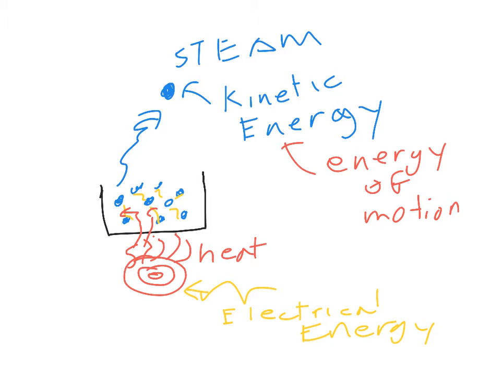So if we just look at the simple act of boiling water, we've transformed electrical energy to heat energy, using it to overcome intermolecular forces, and become kinetic energy. So we can definitely transform energy from one form to another. Not only that, we can transfer energy. Now, this seems like a simple enough concept.